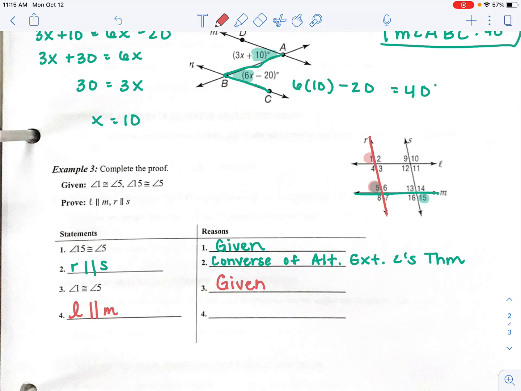We have to figure out why, what type of angles are 1 and 5. So 1 and 5 look like they're on the same side of that transversal there. Oh, it looks to me that 1 is an exterior angle and 5 is an interior angle. So I'm thinking those are corresponding angles. So I'd say the converse of corresponding angles.